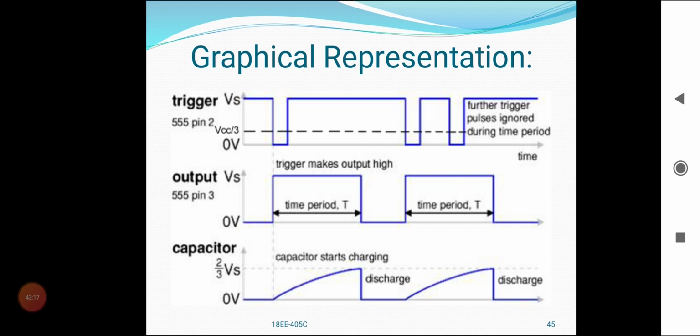When the capacitor discharges, the 555 timer output is low. Again, when you apply a trigger pulse, it causes the capacitor to charge and the output becomes high. Again, whenever the capacitor discharges, the output Vs becomes low, jumping from high to low. So in this way, a one-shot pulse is generated from the monostable multivibrator.